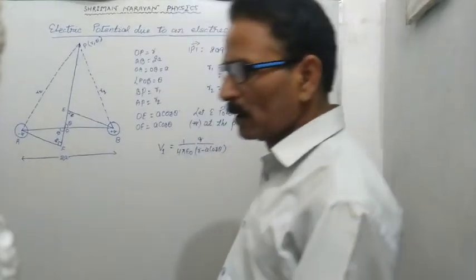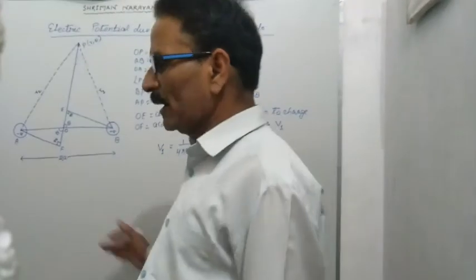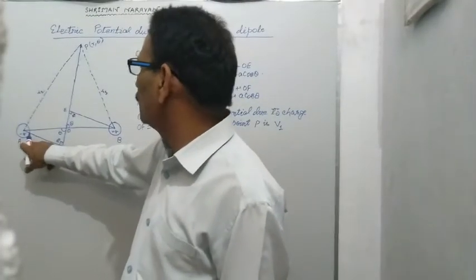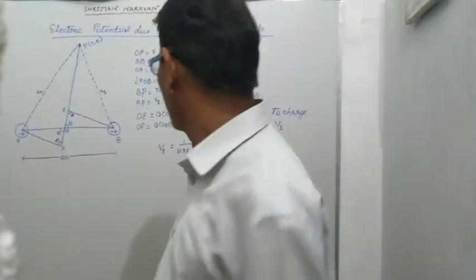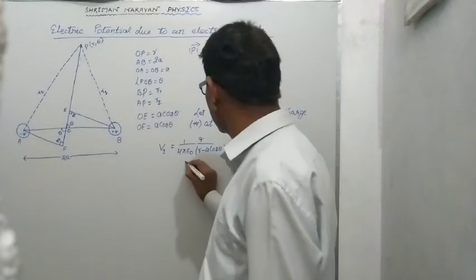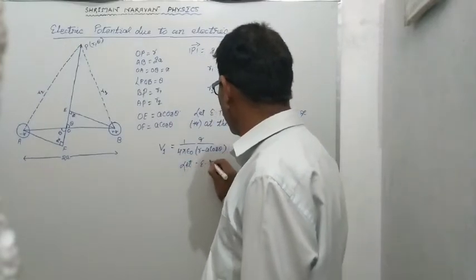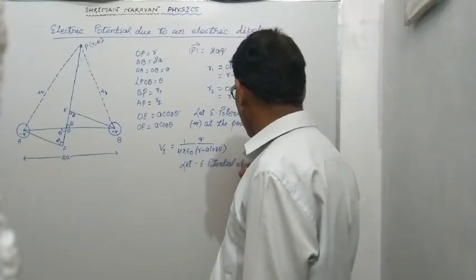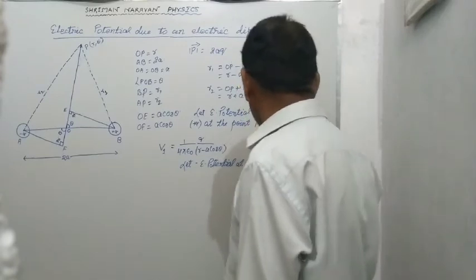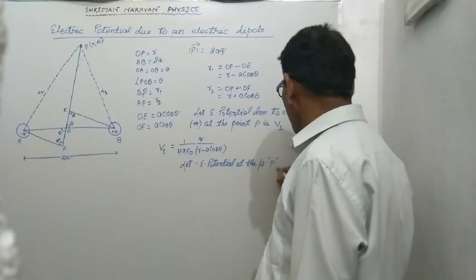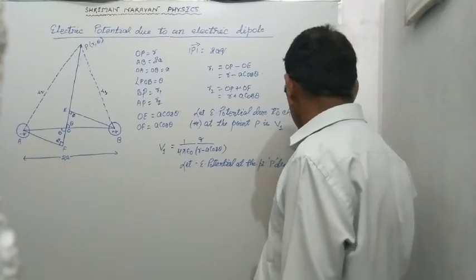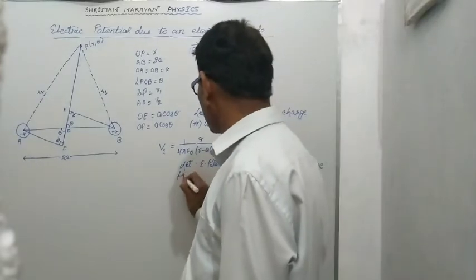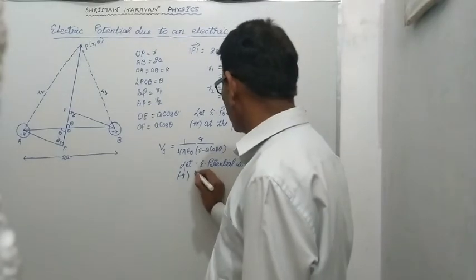See here. Now, in a similar way, we will calculate the value of electric potential due to charge minus Q at the point P. So in this case, let the electric potential at the point P due to charge minus Q be V2.